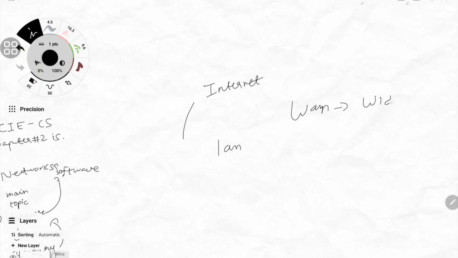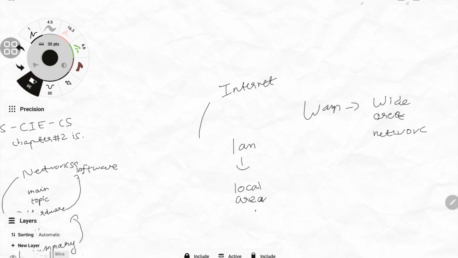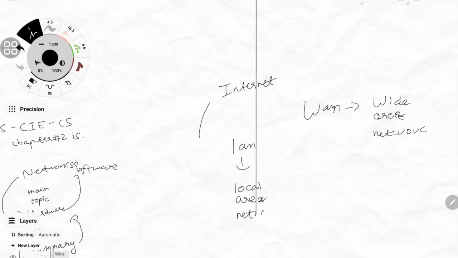Next, we will talk about the internet and compare it to LAN, local area network, and WAN, wide area network. This is really messy, I'm sorry.